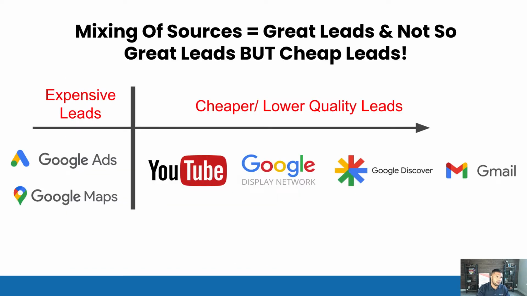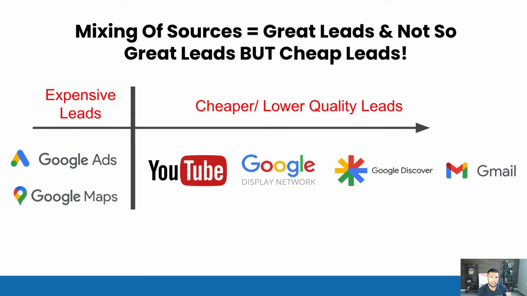All right, so the mixing of sources equals great leads and not so great leads, but cheap leads. If you think about the two piles of drugs, it's going to cost a little bit less because they're not selling it for top tier amount and they're not selling you the really cheap stuff. They're selling you a mixture, so you're going to get enough of what you need, but it's not going to cost you as much as if you were buying the really, really good stuff. All right, the same exact concept holds true for these campaigns.